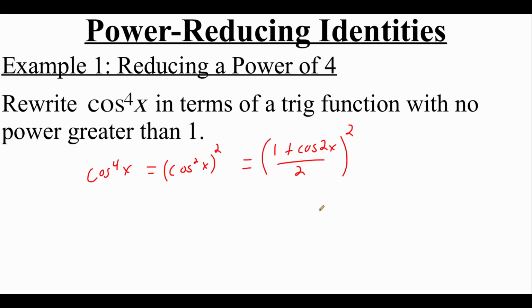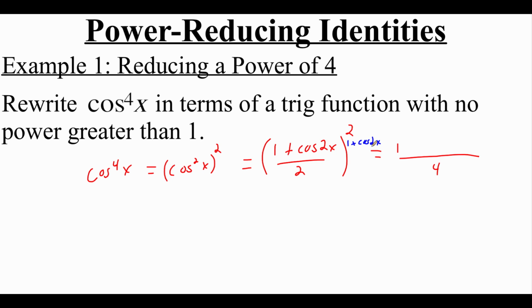Now, we need to be a little bit careful. As we're squaring this fraction, we're going to square the top and the bottom. So the denominator is pretty easy because 2 squared is just 4. On the top, when we square this 1 plus the cosine of 2x, what that really means is we're taking 1 plus the cosine of 2x times another 1 plus the cosine of 2x. So we're going to have to FOIL that out.